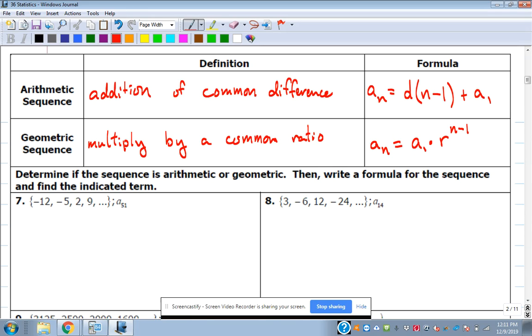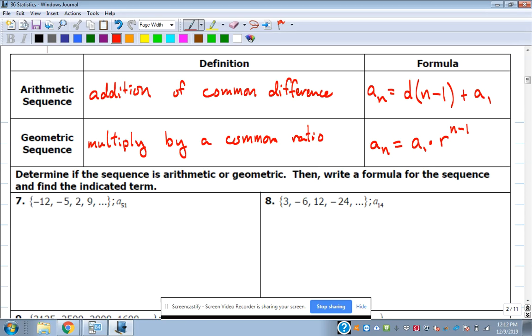So number 7, the instructions say determine if the sequence is arithmetic or geometric. So we're going to look at, does it have a common difference? Do they add the same thing every time? Or do they multiply by the same thing every time? And then based on that, we're going to write the formula for that sequence and then find the indicated term.